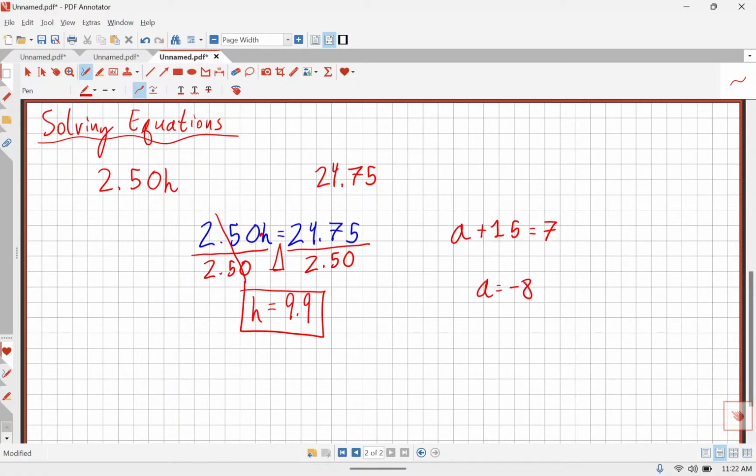A equals -8 is the correct answer. How many of us were able to get that? Now, that's worth half the points right there. The other half is, what did you actually do, Truman, to 15 and 7 to get -8?